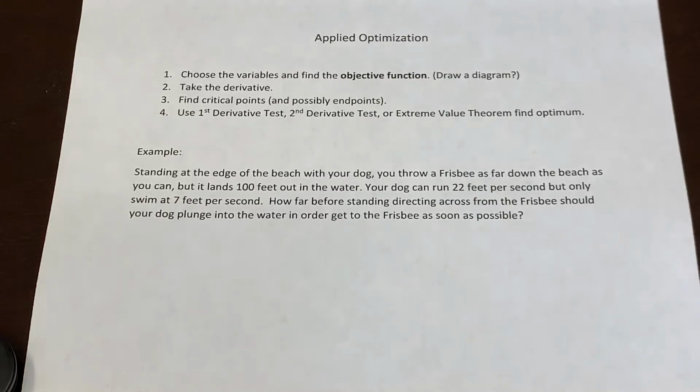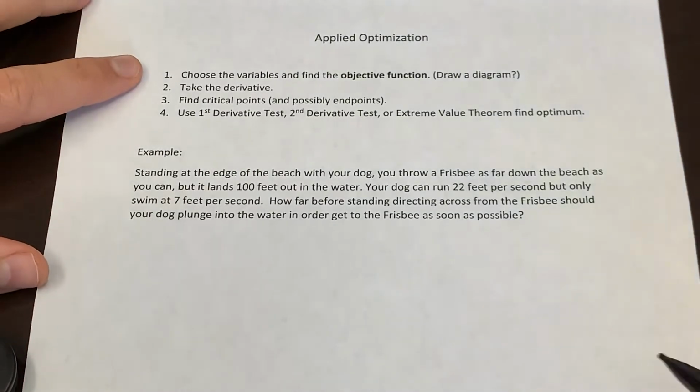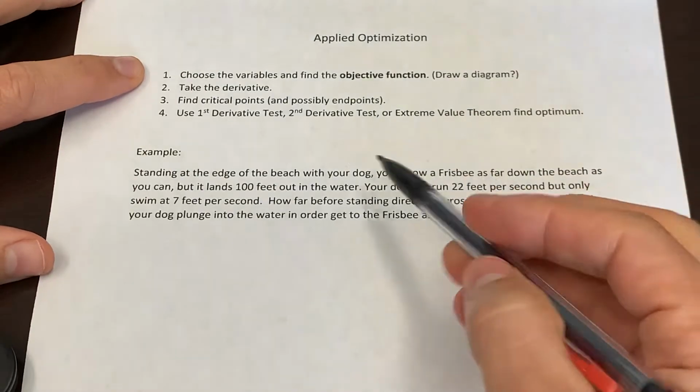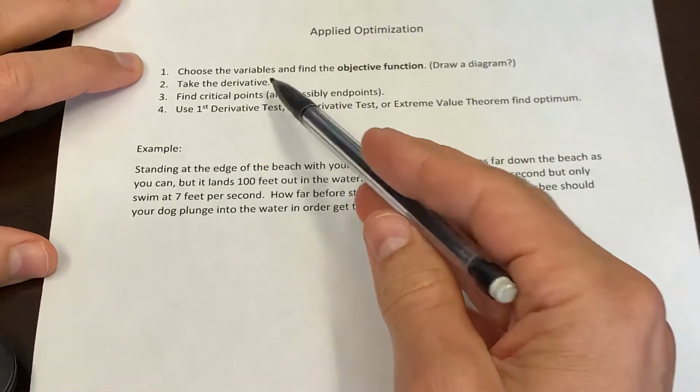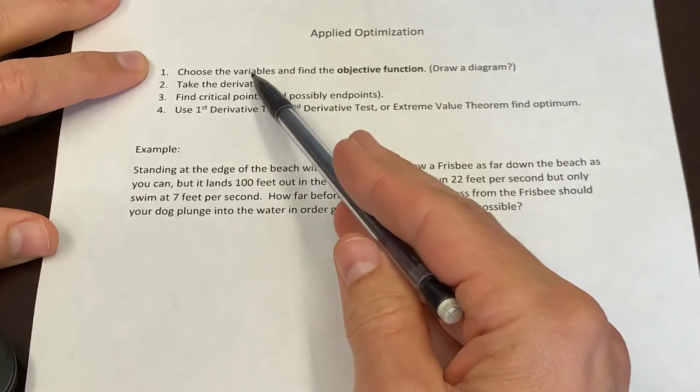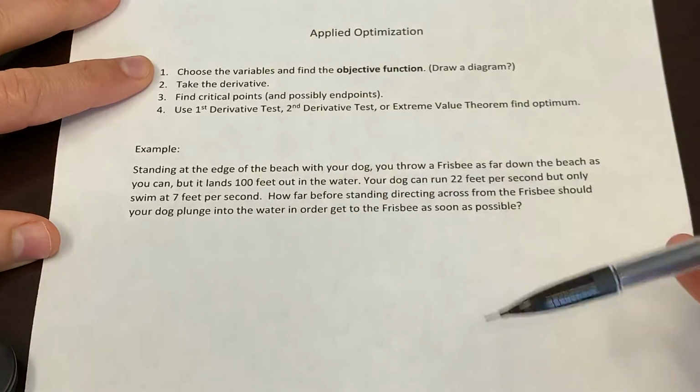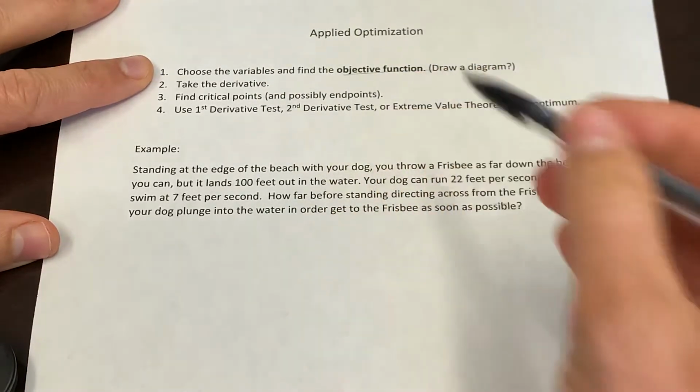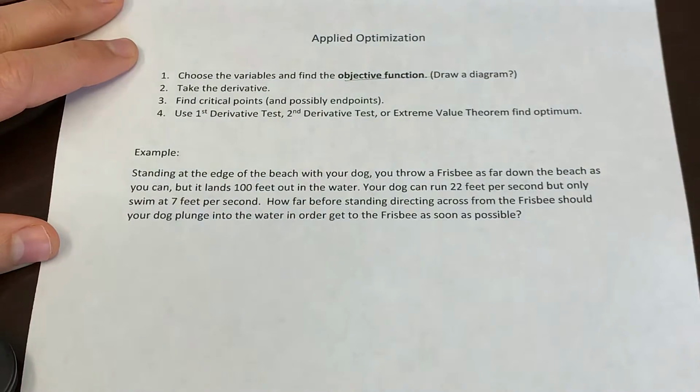This is a quick how-to on applied optimization along with an example, which is my favorite. Applied optimization is saying, how do you make something fastest, cheapest, or make the most money, something like that. And it's a calculus approach. First off, you're going to be trying to understand the scenario, choosing the variables, and finding something called the objective function.